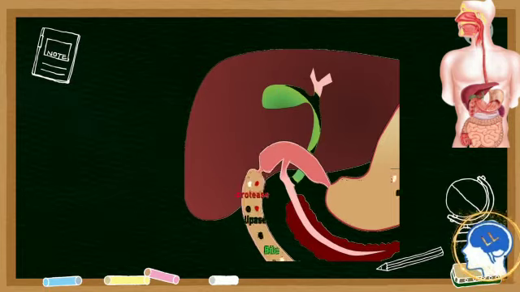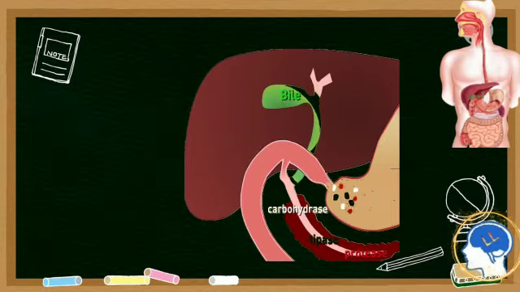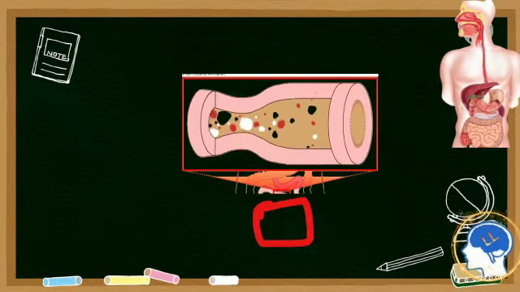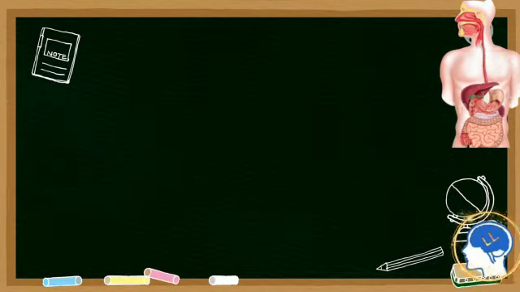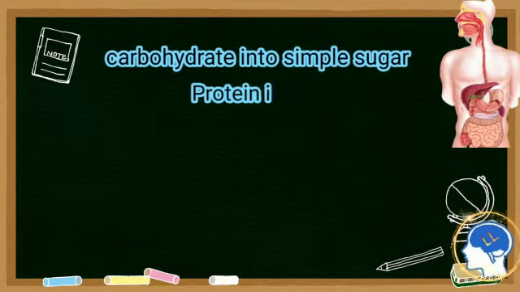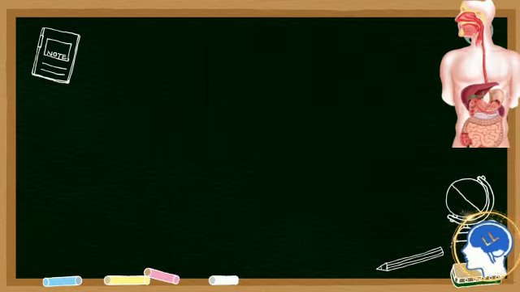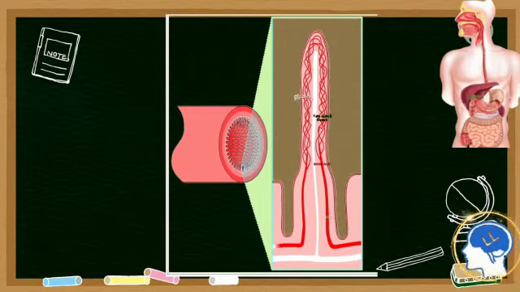Then the partly digested food reaches the lower part of the small intestine. Intestinal juice completes the digestion: carbohydrate into simple sugar, protein into amino acid, fat into fatty acid and glycerol. The digested food is absorbed by the blood vessels through the villi, the finger-like structures present inside the walls of the small intestine. This is the process of absorption.